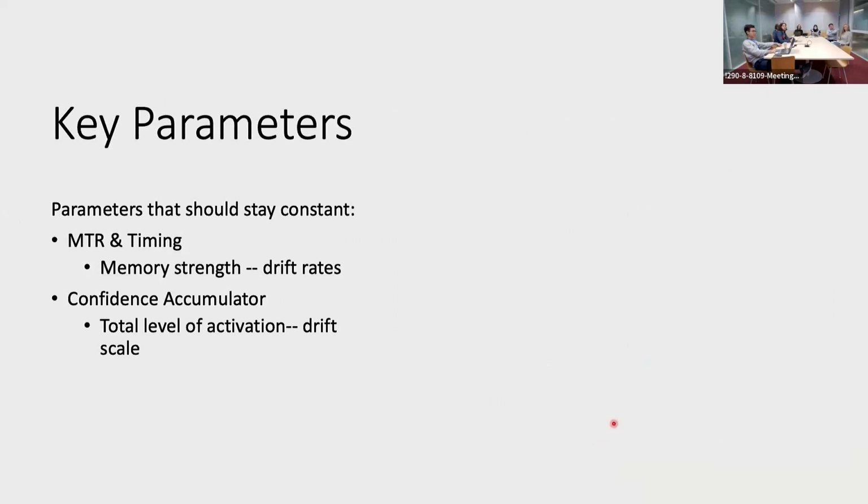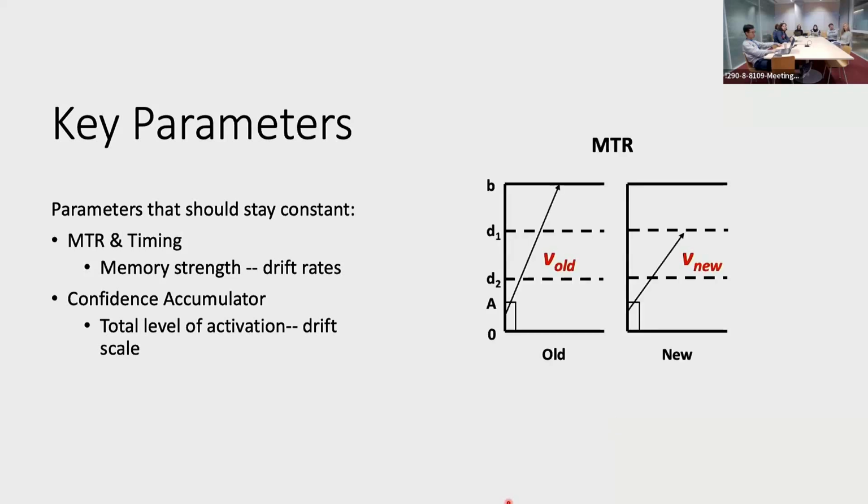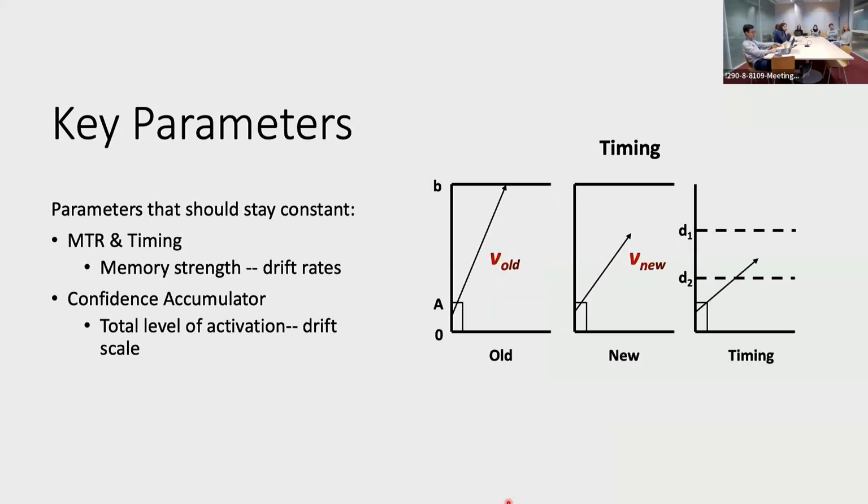So I just told you that there are certain parameters in each model that represent memory strength and therefore should stay constant when varying the scales. You may now wonder, what are those parameters? In the MTR model, because the drift rate is determined by the memory strength of items, a constant drift rate across scales gives us constant memory representation. Same thing here with the timing model.